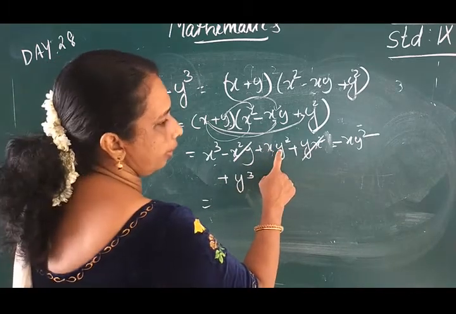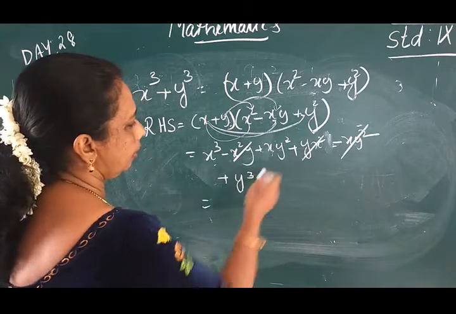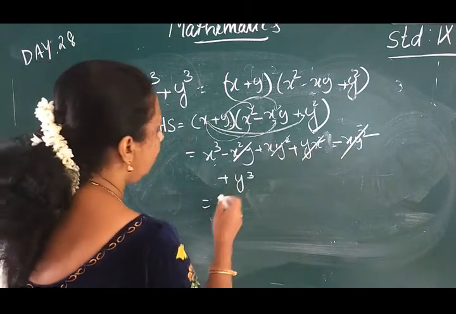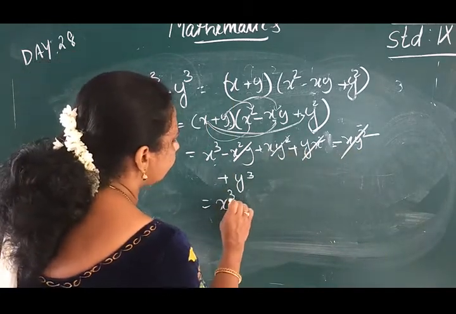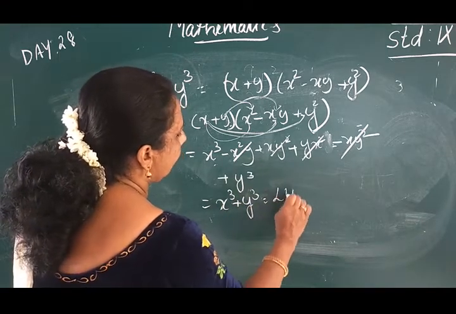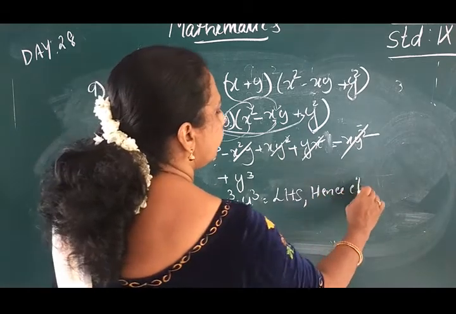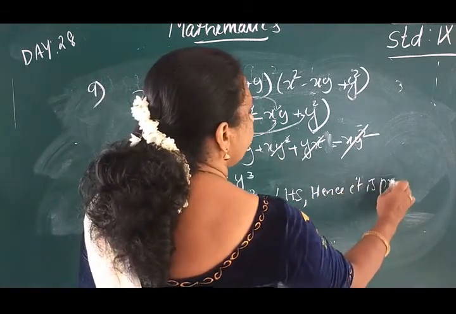Plus xy squared minus xy squared cancel. Plus xy and minus xy cancel. So here we are getting only x cube plus y cube. That's equal to the LHS. Therefore, hence it is proved.